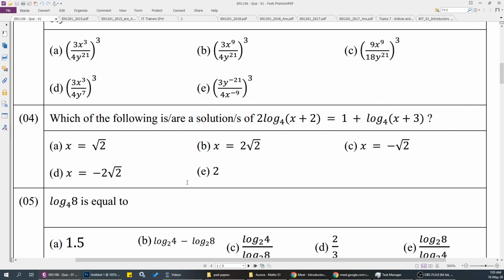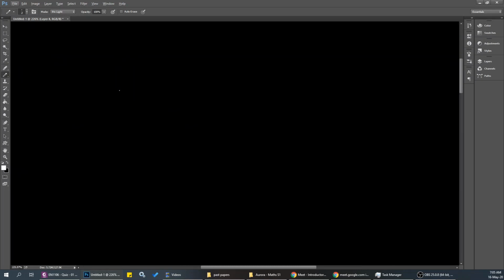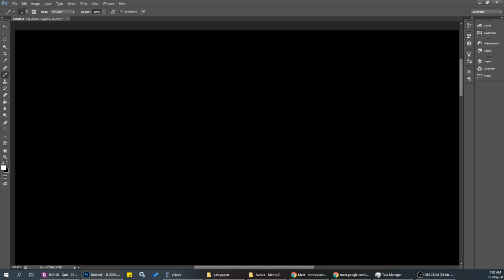Okay, how are we going to tackle this kind of a question? That's the question. Okay, what we have to do is we have 2 into log of x plus 2 to the base 4. Okay, no plus, just equal, 1 plus log of x plus 3 to the base 4.